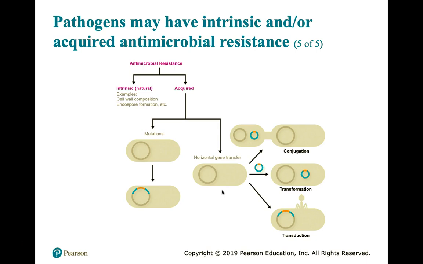So there are three major ways through horizontal gene transfer, and then you have mutations as well for acquired, and then for intrinsic, you're talking about things that these cells already have that make them resistant, and that includes the cell walls, their structures, capsules, slime layers, endospores, among many other things. Okay, so intrinsic is natural, acquired, the bacterial cells get the resistance from somewhere else.